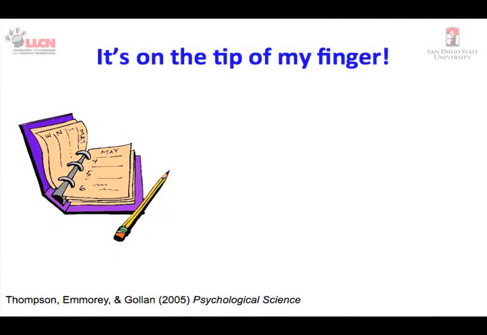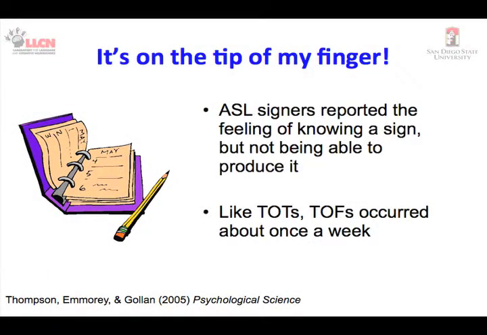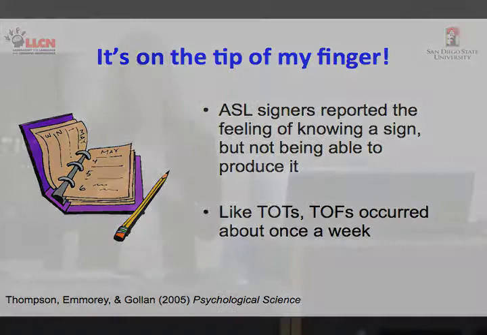So signers did experience this tip of the finger feeling. So they knew the sign, but they weren't able to retrieve what the form of the sign was. Interestingly enough, they occurred at about the same rate that we see TOTs for spoken languages. Now, if there's this conflation of meaning and form, they should be much rarer in sign languages, but they occurred at about the same rate. About once a week, people would have this kind of feeling.